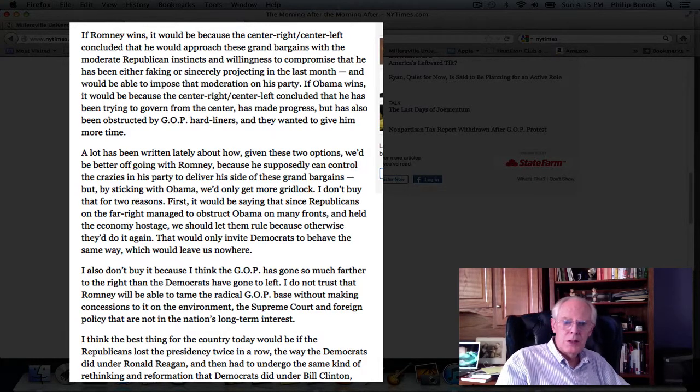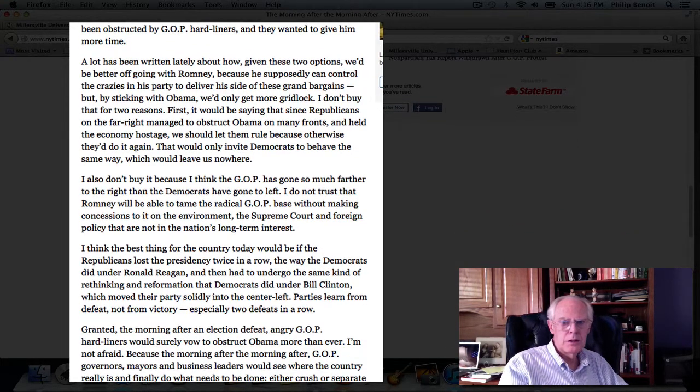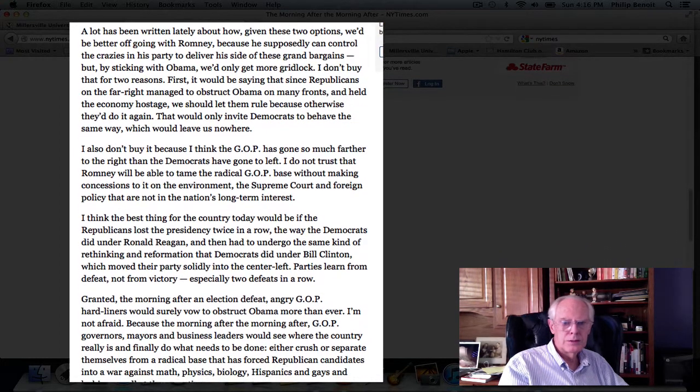If Obama wins, it would be because the center-right, center-left concluded that he has been trying to govern from the center, has made progress, but has also been obstructed by GOP hardliners, and they wanted to give him more time. Okay, nothing particularly noteworthy there. Good sentence. Nothing particular style-wise, formal or informal about it.